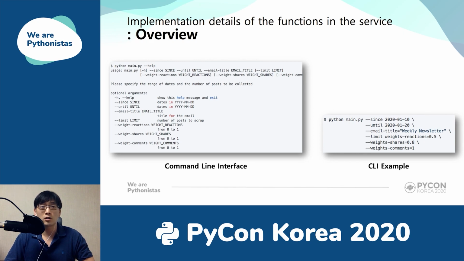As you can see, there are some options to make the application behave in different ways. We can set the range of dates when the to-be-scraped posts were posted by using the since and until flags. Also, we could limit the number of posts to scrape. Again, the weights for each different parameter, the number of reactions, number of shares, and number of comments, are all configurable as well. On the right-hand side, the screenshot shows a sample example usage, so please check it out if you're interested.